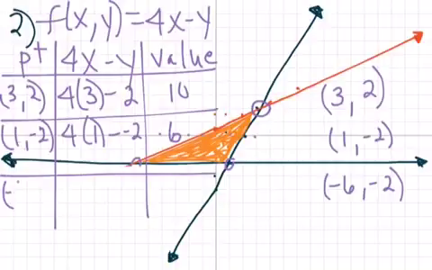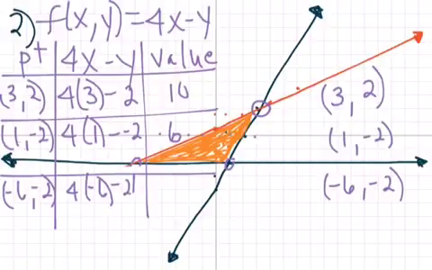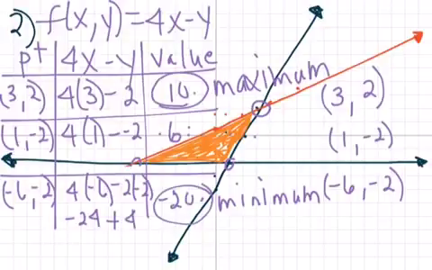And our last point is negative 6, comma, negative 2. So we have 4 times negative 6 minus 2 times negative 2. So that's negative 24 plus 4. So that's a negative 20.